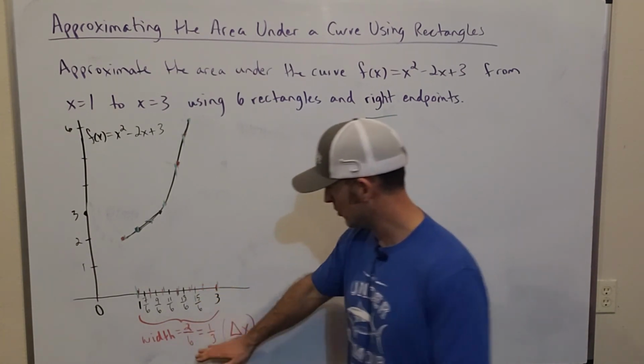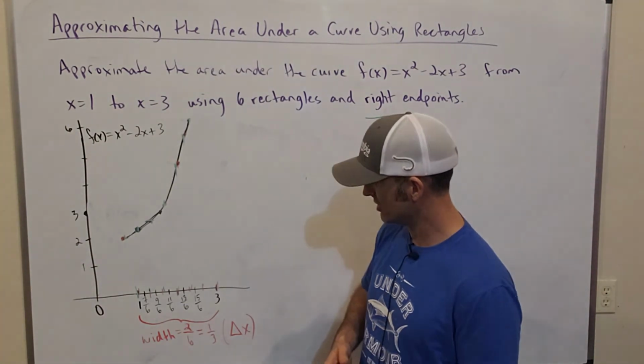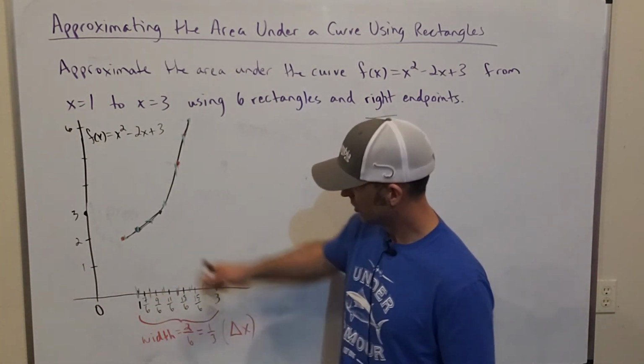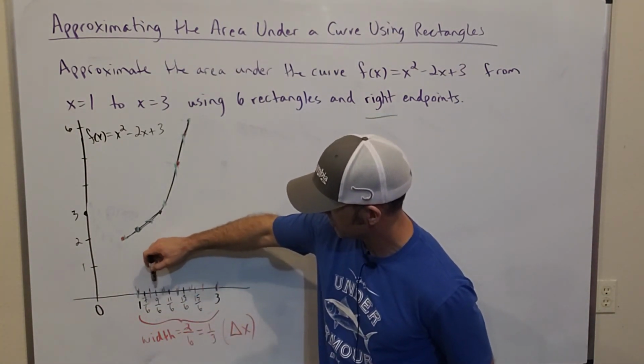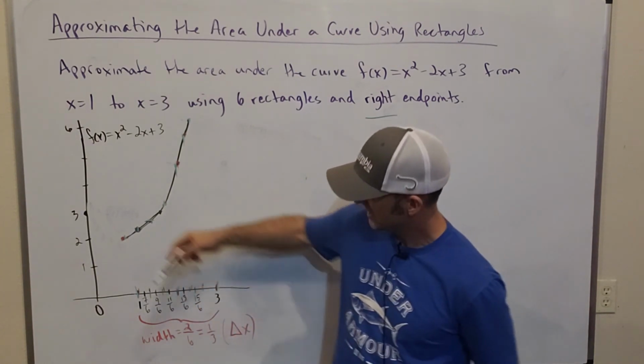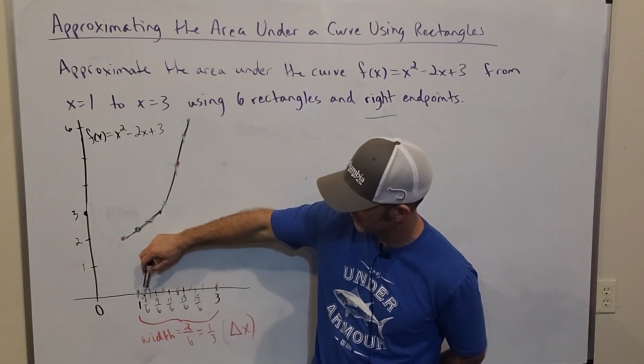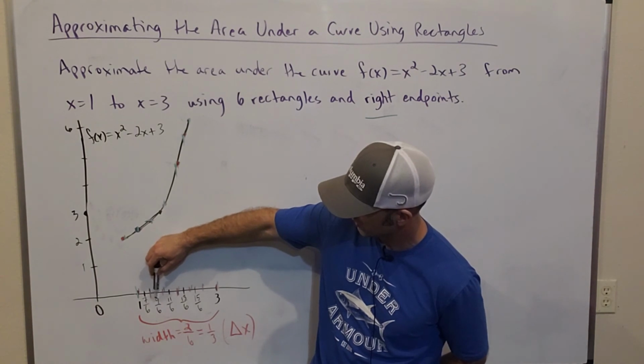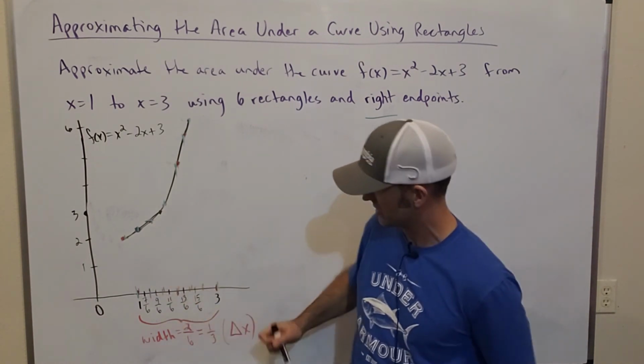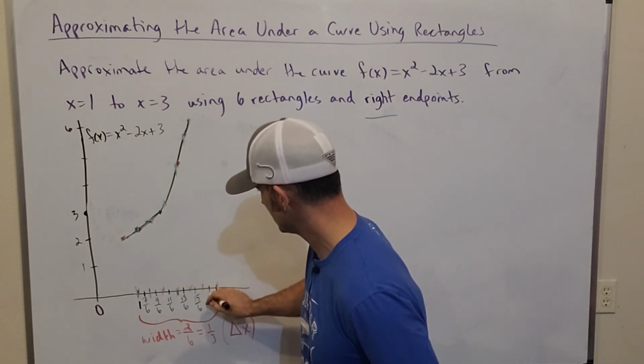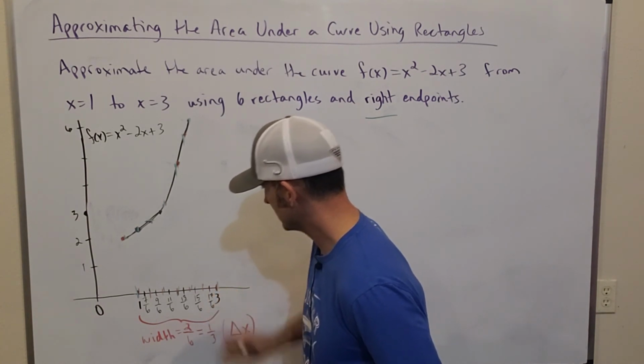The width is still 1/3, you see? The width is still 1/3 for each rectangle. So the corresponding midpoints are 1/3 of a unit apart. It's just they start in the middle of that first rectangle, and then you add 1/3 every time, or 2 sixths every time. So the last one's going to be 17 sixths.